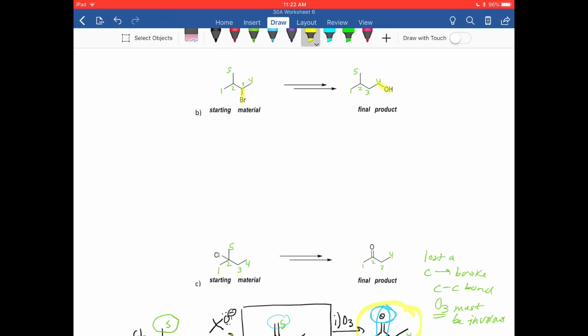So one of the things I usually tell people for synthesis problems like this, where you start with a functional group in one place and you end up with a functional group in another place, is to take the functional group out and then put the new one back in. So how do we take that functional group out? How do we take out a halogen? We do that by elimination.